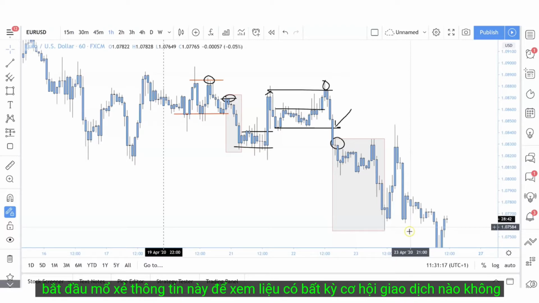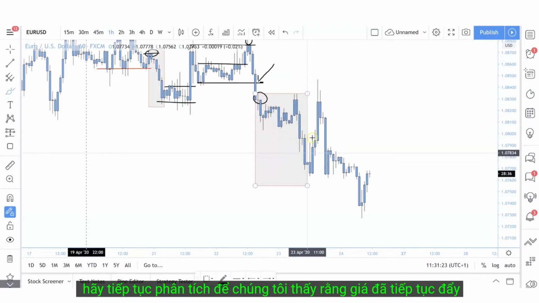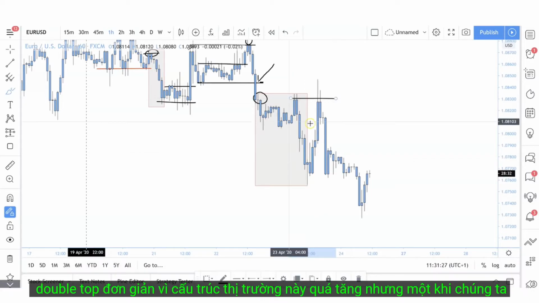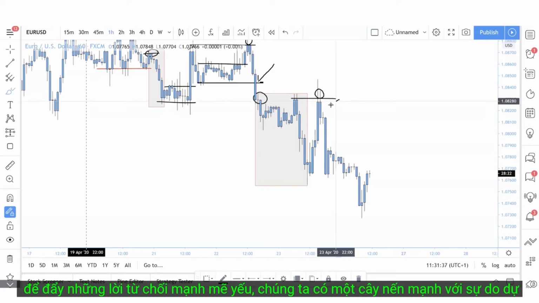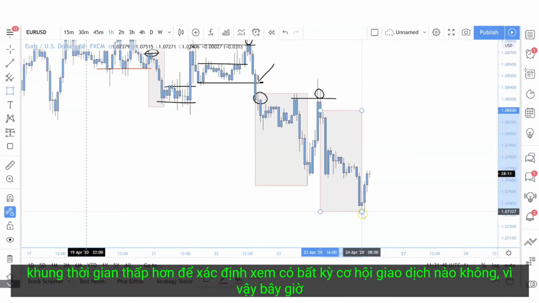So we see that price has continued to push to the upside. We're not worried about this data here. This does not become a double top simply because this market structure is too bullish. But once we have this evidence here of strong pressure to the downside, the bulls try to push up, strong wick rejections, we have a strong candle with an indecision candle. What I can do now is take this information right here and draw a box over it. And then once again I dissect this information on the lower time frames to identify if there's any tradable opportunities.